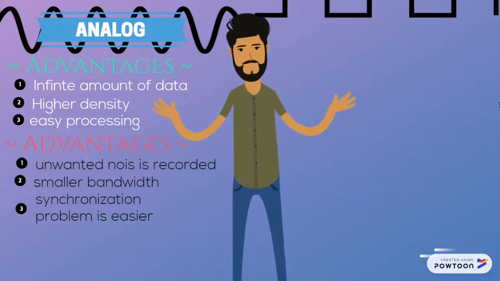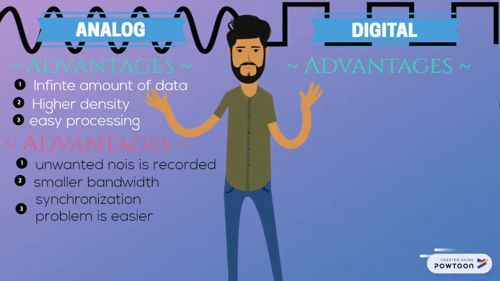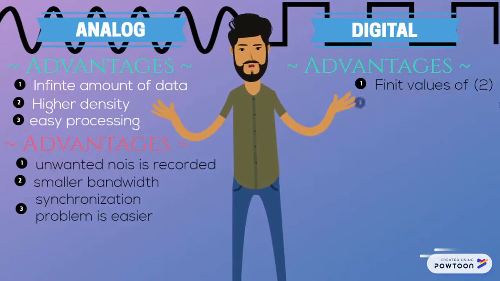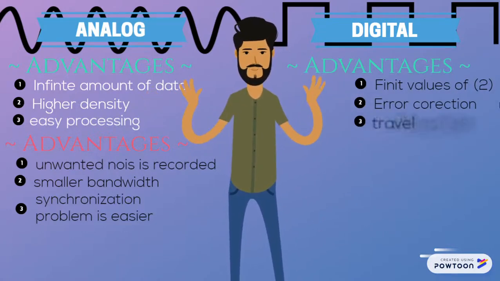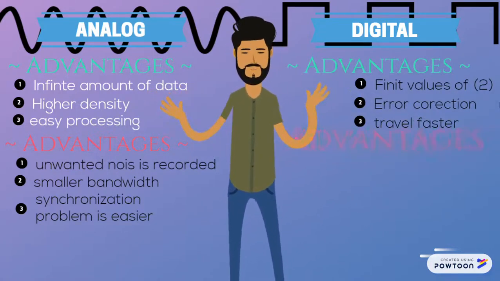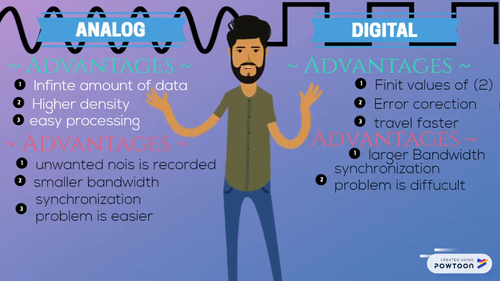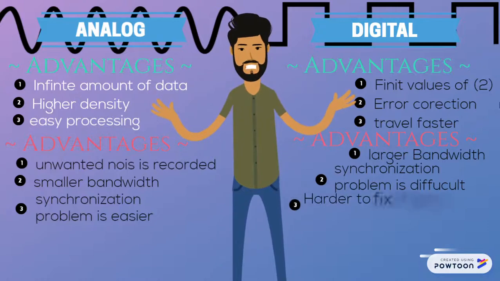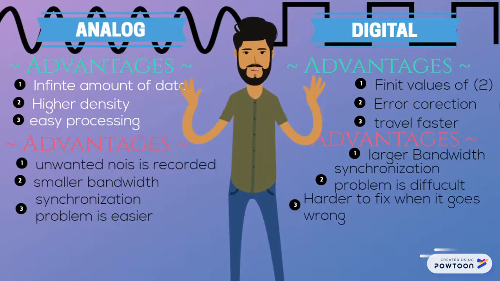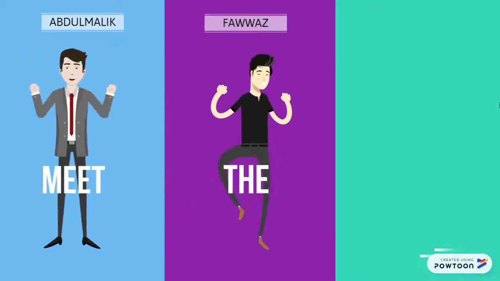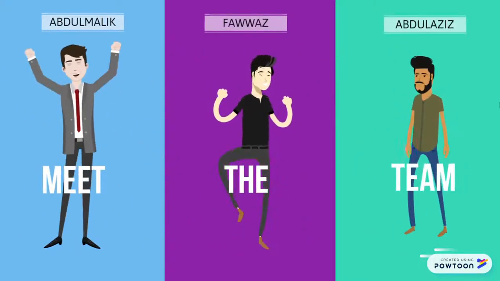On the other hand, we got advantages of digital: finite range of values, zeros and ones, error correction, and it travels faster. Digital disadvantages: larger bandwidth, synchronization problem is difficult, and harder to fix when it goes wrong.